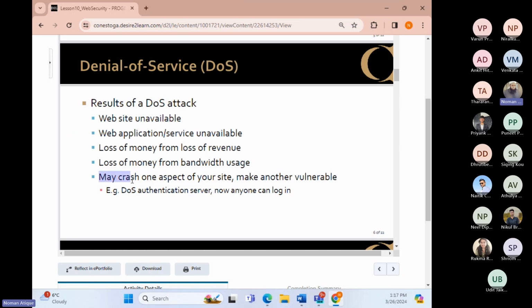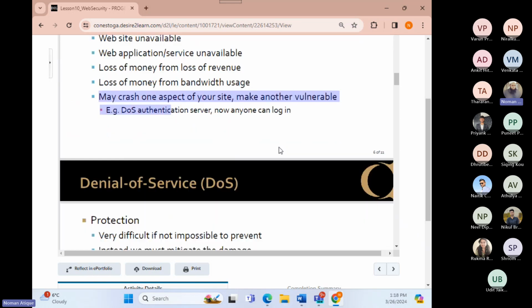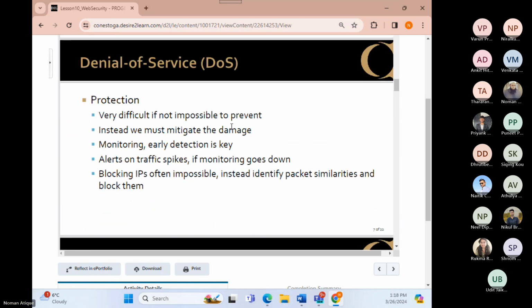So again, it may crash some of the very important areas of the website, and it might take down all the important authentication services. If it takes out the all-important authentication services, it means that our website will no more be accessible. So protection is very difficult, if not impossible, to prevent. It's very difficult, but it's not impossible. Instead, we must mitigate the damage.